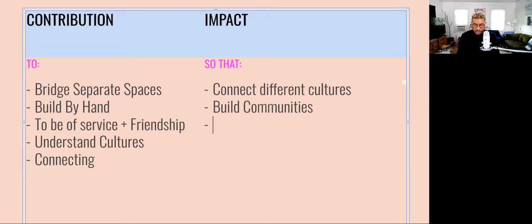For me, I'm starting to see that her contribution, her superpower, is to bridge spaces, to build these creative bridges, so that we can have this future of connected community, so that this future of connected community can be of multiple different cultures, so that it can be inclusive, so that it can be driven by friendship.